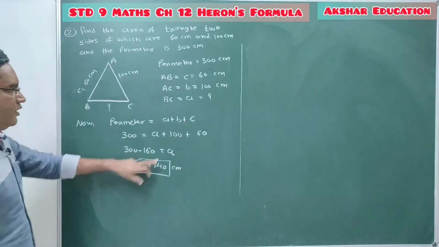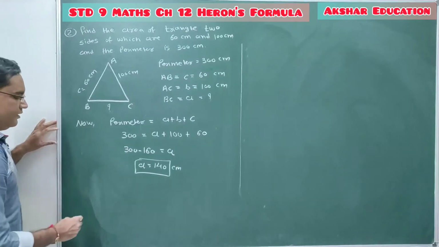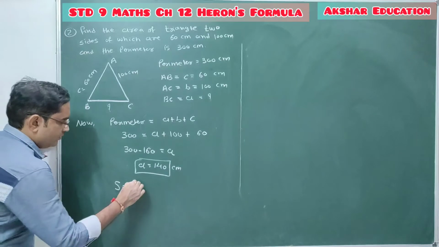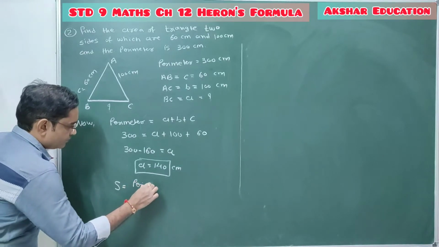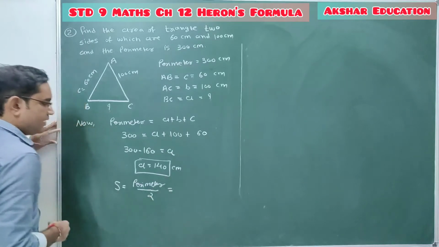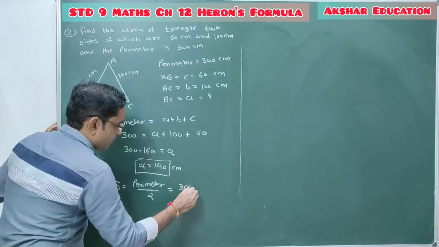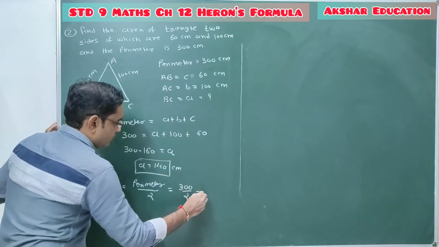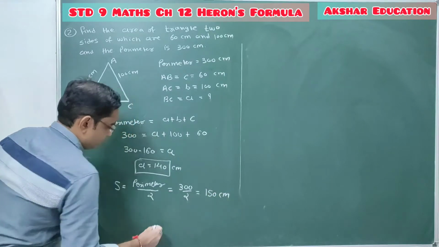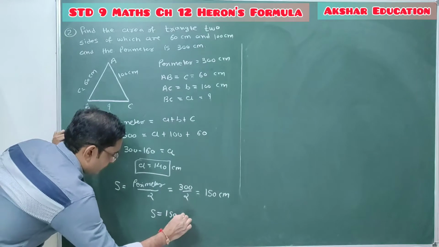So now we have the three values of a, b and c. The three values of the sides are there. Now to find the area, we require the semi-perimeter. So what is semi-perimeter? It's the perimeter divided by 2. Half of the perimeter is known as the semi-perimeter, and the perimeter is given. The value of the perimeter is 300 divided by 2. So the value of the semi-perimeter is 150 centimeter. So now we have to take our s as 150 centimeter.